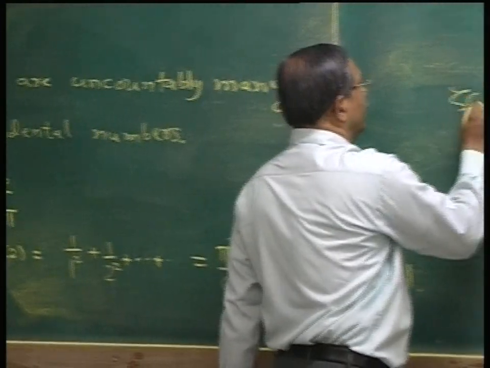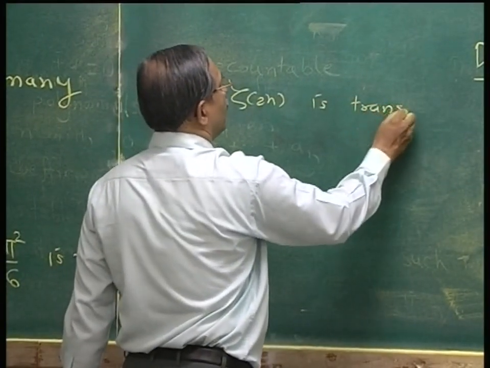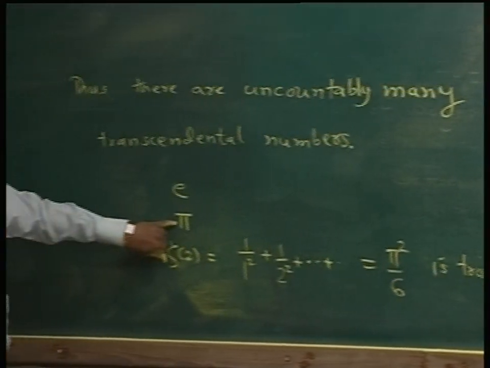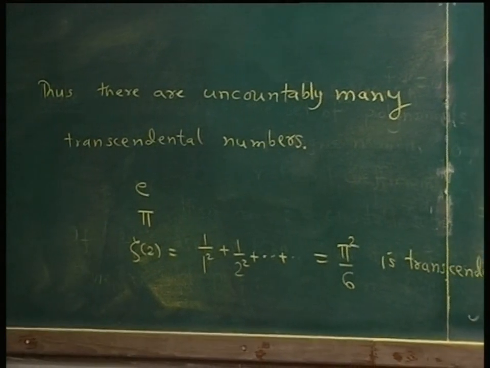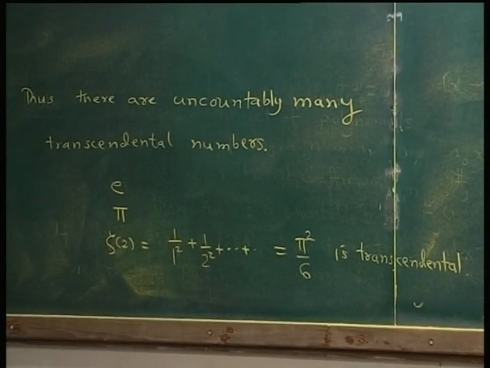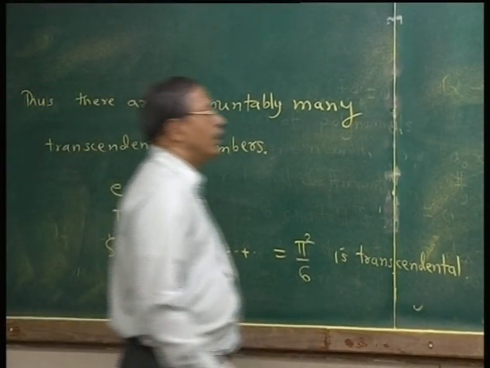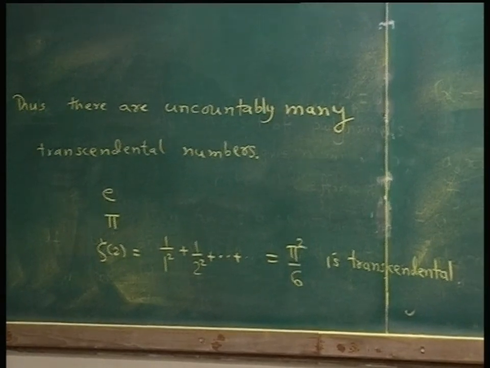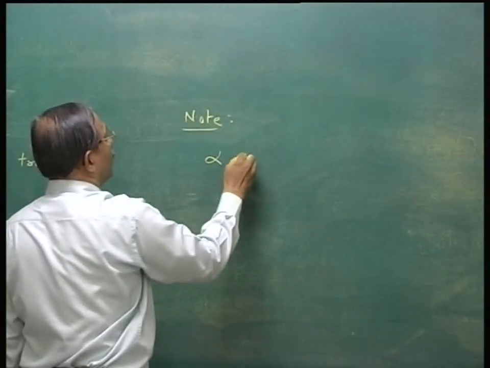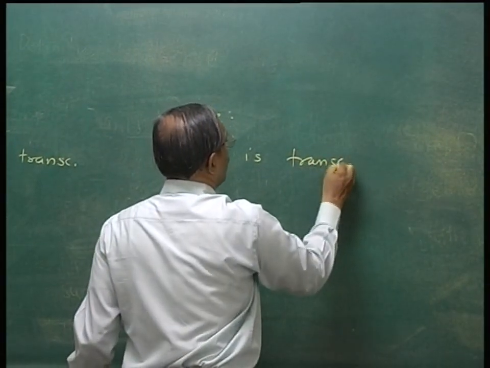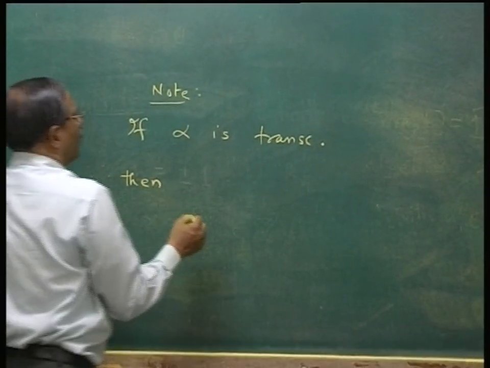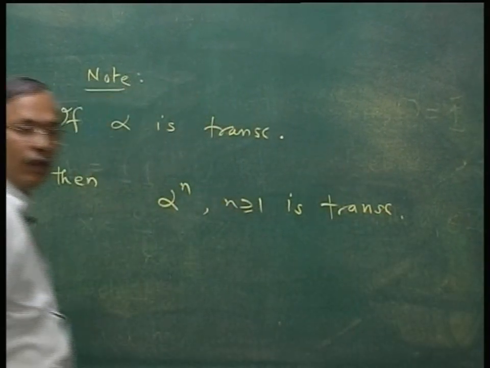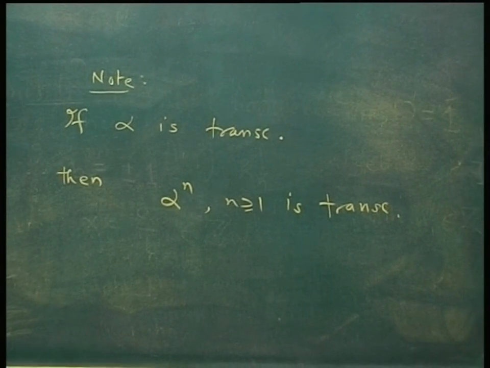If you consider zeta of 2n, it is transcendental. If you take one transcendental number, its powers are also transcendental. Like pi square, pi raised to 4, pi raised to 100, they are all transcendental numbers. You can prove that very easily: suppose alpha is a known transcendental number, then alpha raised to n, n bigger or equal 1, is also transcendental. You can construct such transcendental numbers very easily.